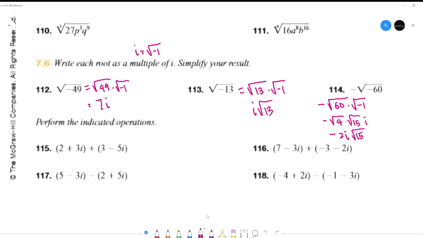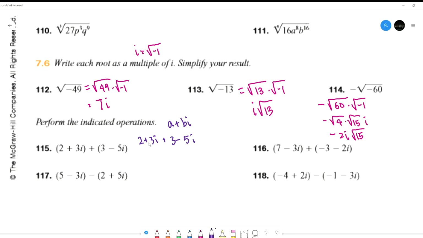Okay, if you got those correct, let's move on to 115. Now we learned how to add and subtract complex numbers, right? And we said the standard form for a complex number is a plus bi, right? a is the real part, b is the imaginary part. So first we need to distribute and remove parentheses. So we should get 2 plus 3i plus 3 minus 5i.